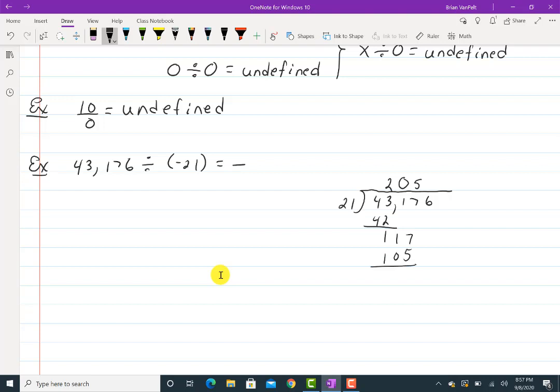Then subtract. 117 minus 105 is going to be 12. I can bring down that 6. 21 goes into 126 exactly 6 times, because you get a remainder of 0. And so I now know my answer is negative 2056.